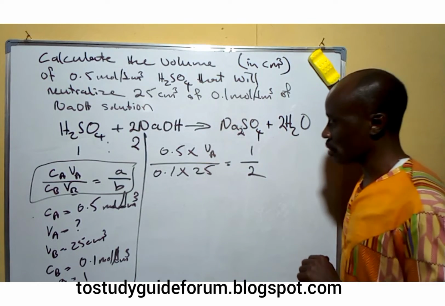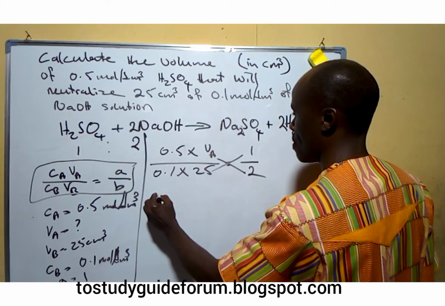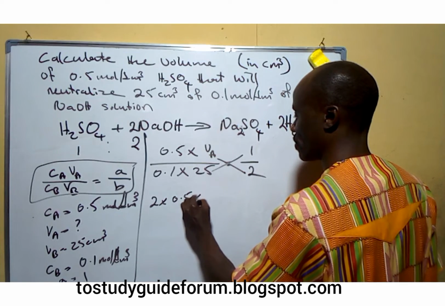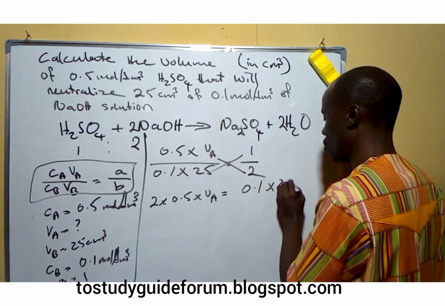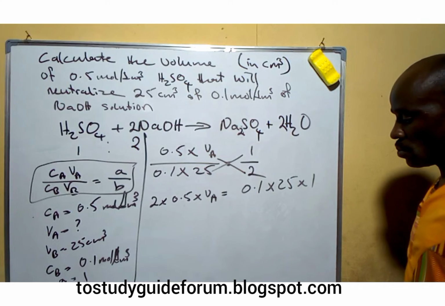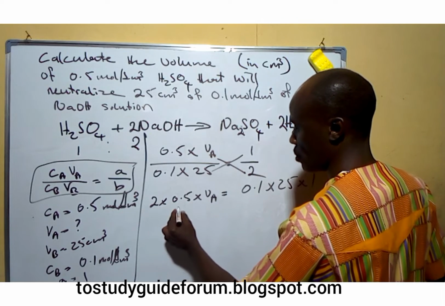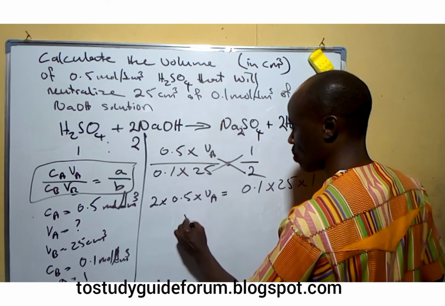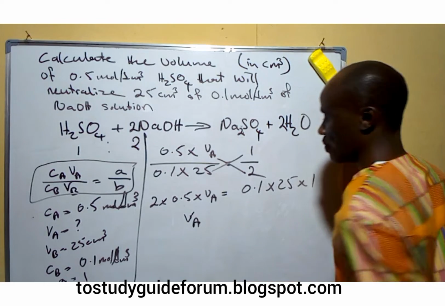If we want to make this the subject of the formula, we can cross multiply. We'll have 2 times 0.5 times VA equal to 0.1 times 25 times 1. So here now 2 times 0.5, we have 1. 1 times VA will give us VA only.